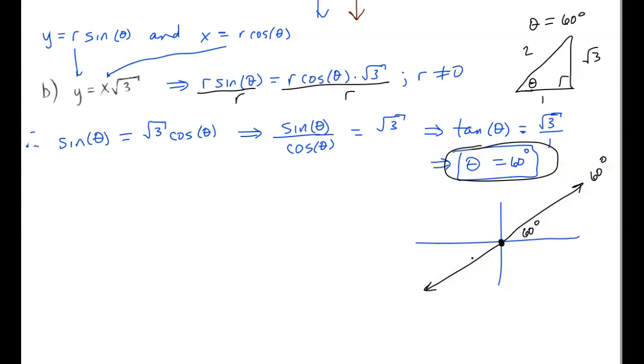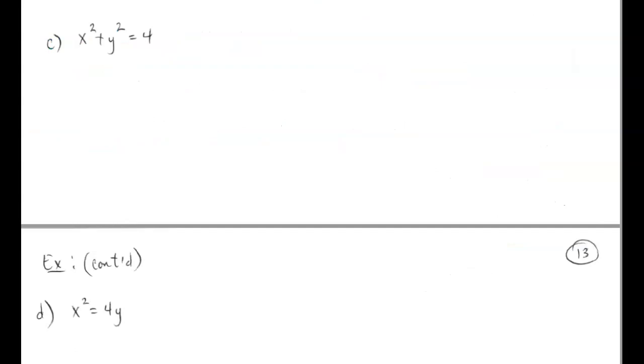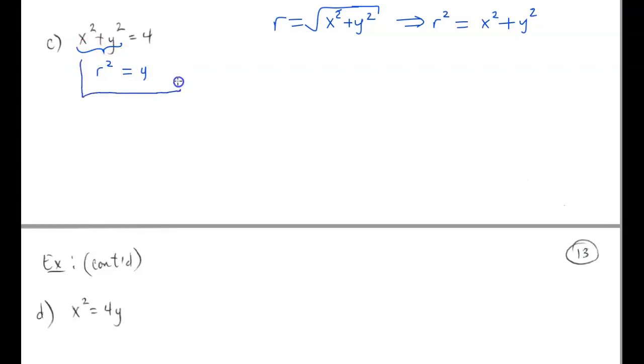All right, let's move on to the next example. Okay, so for this next example, this one is relatively easy. We're going to take two different approaches here. The simplest approach is, if we remember, since r is square root of x squared plus y squared, that tells us that r squared is equal to x squared plus y squared. And if that's the case, all of what we see here is just r squared. So simply put, our polar equation here would just be r squared is equal to 4. Okay. So that is the simplest approach that we can take for this.